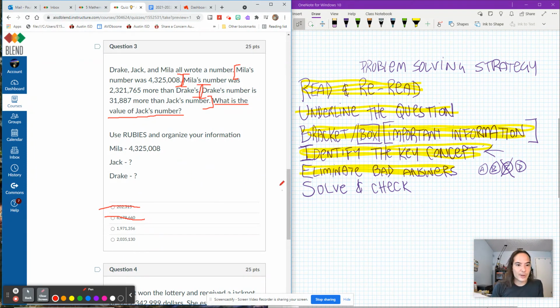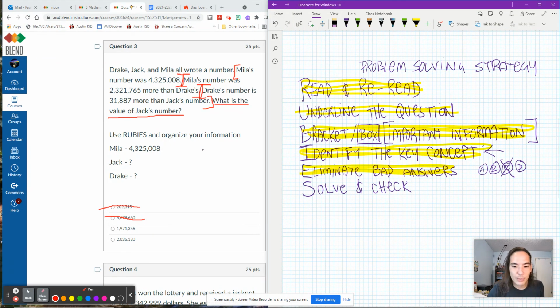All right, so let's figure out the math. I think what we're going to have to do is take Mila's number, and then subtract the difference between her and Drake. So Mila's number is 4,325,008. That's the number we would start off with. And then we're going to subtract that difference.